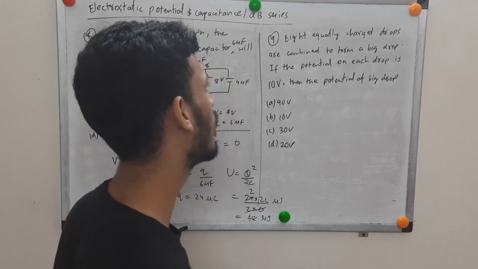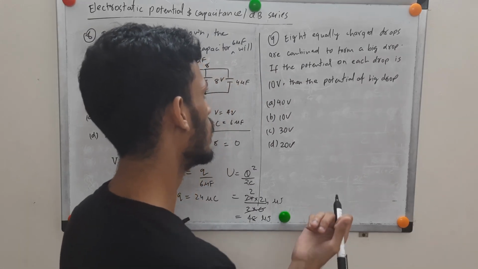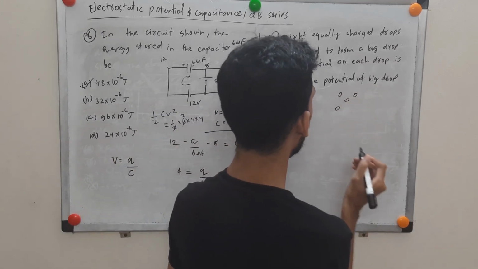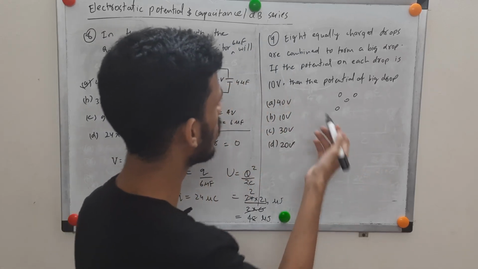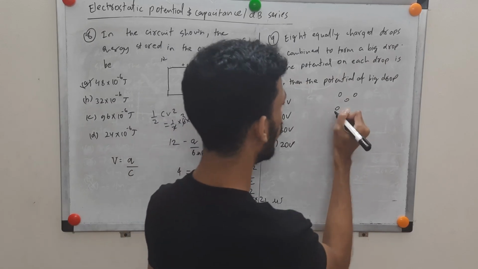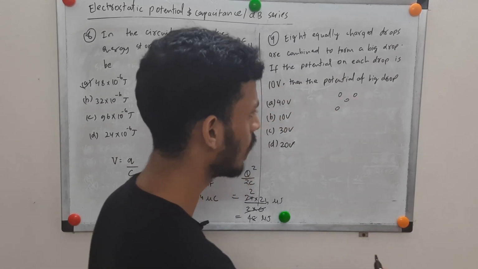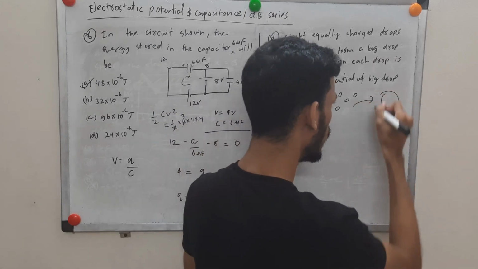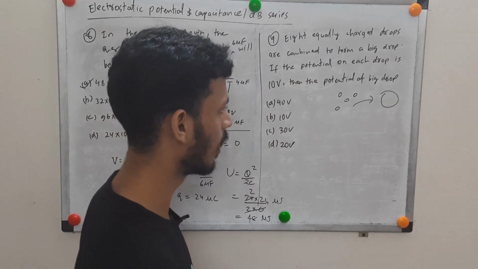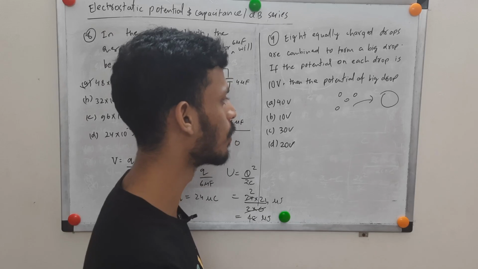Here we have 8 equally charged drops which will combine to form a bigger drop. They have equal potential also. If the potential on each small drop is 10 volts, and they combine to form a big drop, what will be the potential of that big drop? Again, it won't just add up, you'll have to think about it.